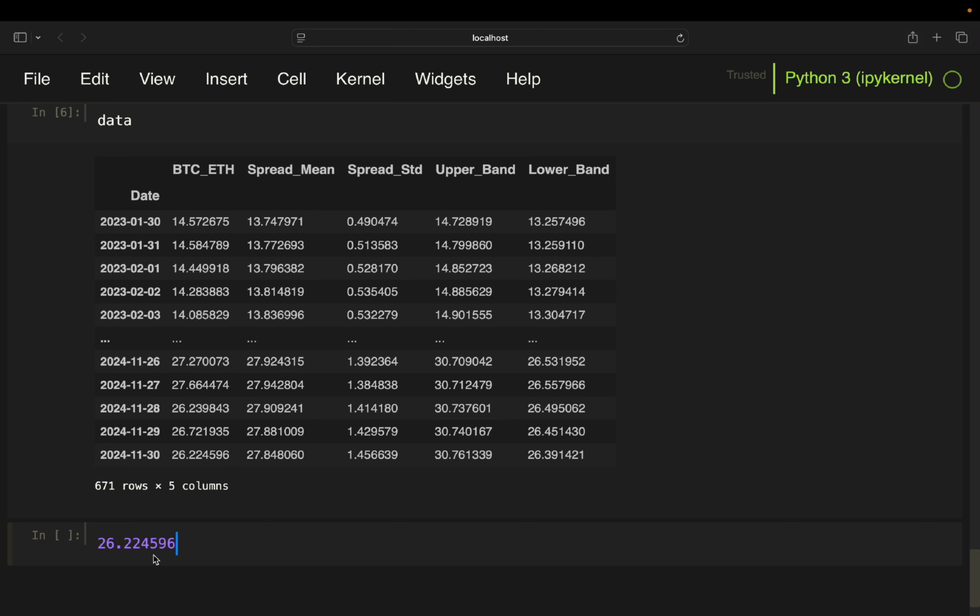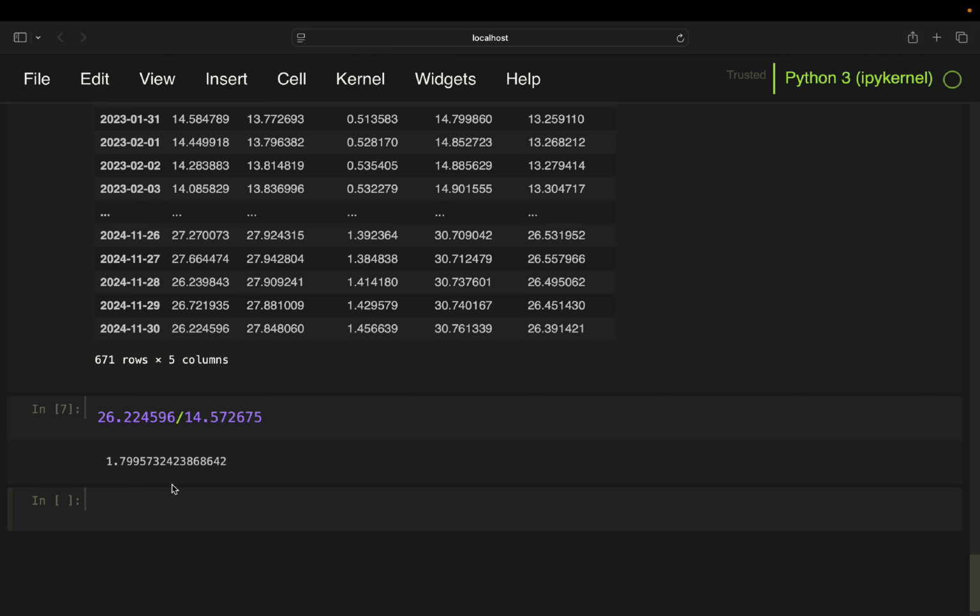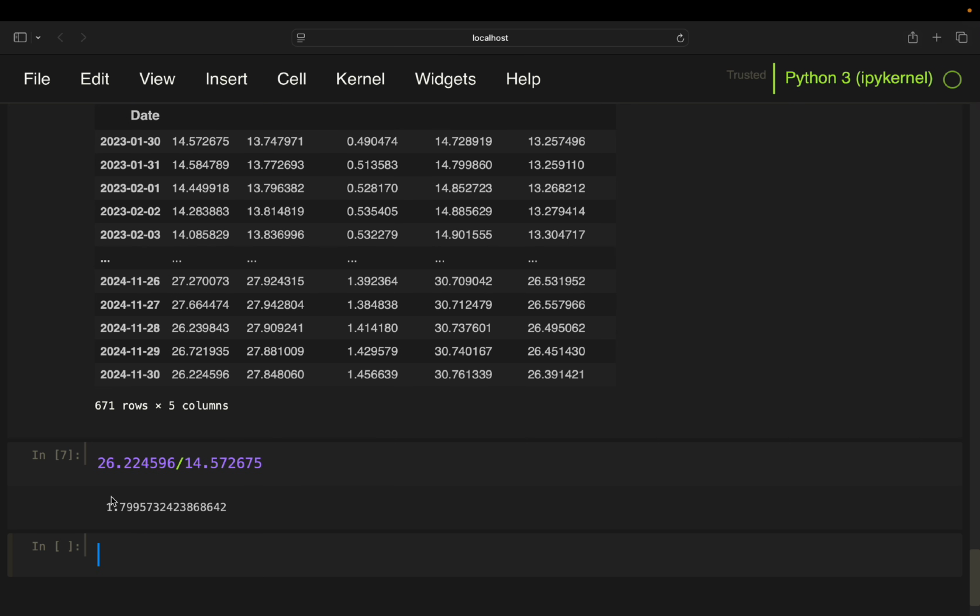So this one, the buy and hold would end up with 80% profit, and the Bitcoin ETH ratio strategy would end up with a 100% profit without taking trading fees and slippage and other costs into account.